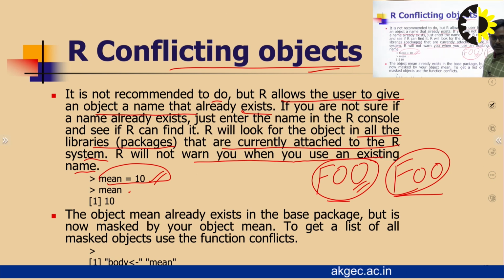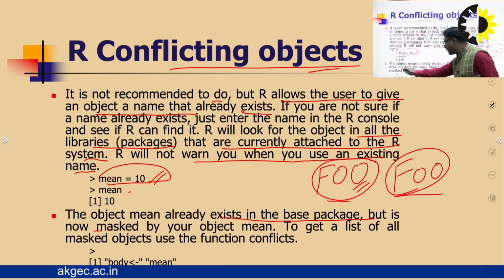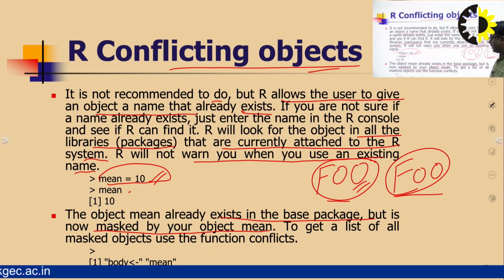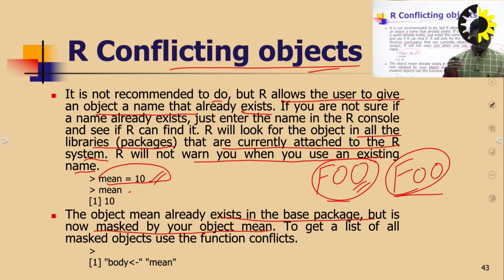Confliction is removed here by default, or you can say automatically. The object mean already exists in the base package but is now masked by your object mean. Masking here means that in the current session, whatever object you are using will be treated as the current session object which has to be worked upon. It will leave the previous one which is already inbuilt. Masked represents masking, that means overlapping the previous object name.